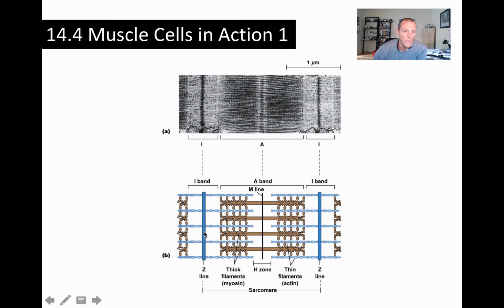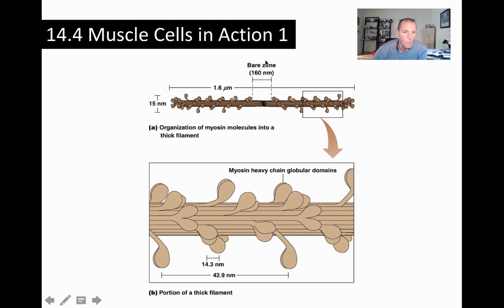If we go back and look at that diagram, here is that H zone, and our M line would be right down the middle here. These myosin point in one direction and these myosin point in another direction. Just think about it: you're going to have the myosins pulling in opposite directions because they're aligned oppositely, and that's going to pull the sarcomere together.